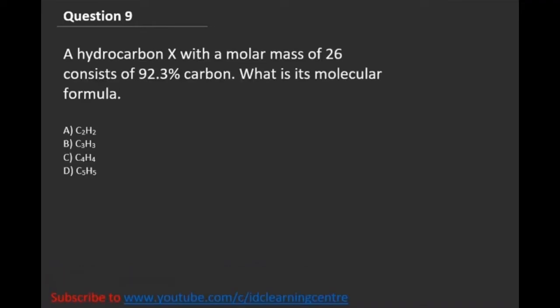Question number 9. It says, a hydrocarbon X with a molar mass of 26 consists of 92.3% carbon. What is its molecular formula? So to solve this, we are going to draw a table. So let's draw our table. Our table, we split the board.